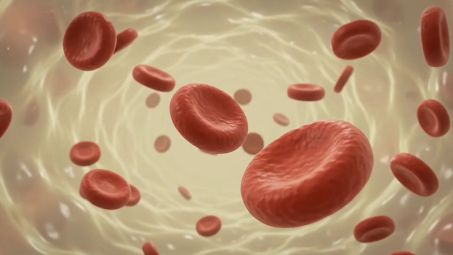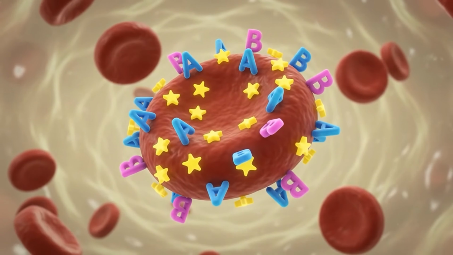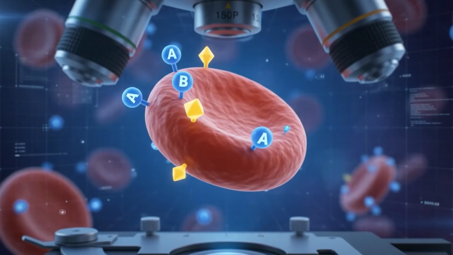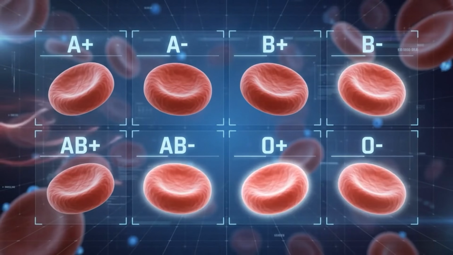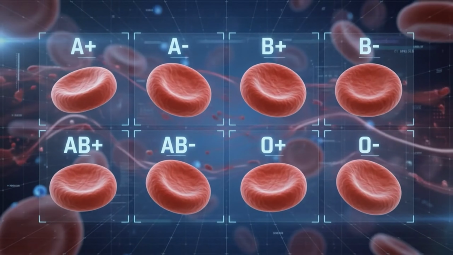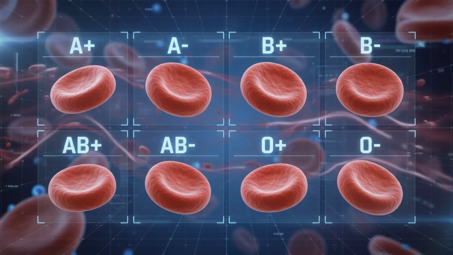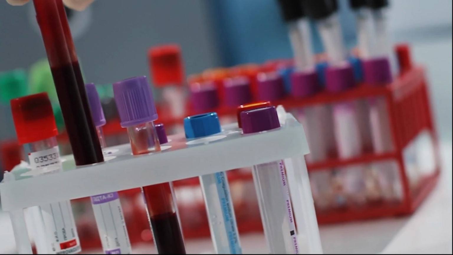The two systems you will hear about most often are the ABO system and the RH system. Together, they give us the familiar 8 major blood types: A positive, A negative, B positive, B negative, AB positive, AB negative, O positive, and O negative. But let's understand how these letters actually work.